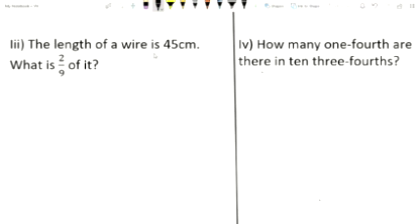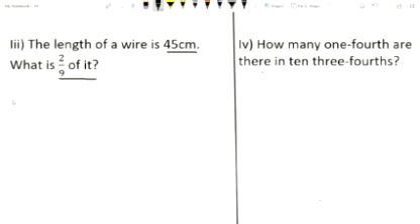The length of a wire is 45 centimeter. What is 2 by 9 of it? Okay, the length of the wire is given. We need to find out 2 by 9 of it. Of it means 45 centimeter. 2 by 9 of 45 centimeter we need to find out.